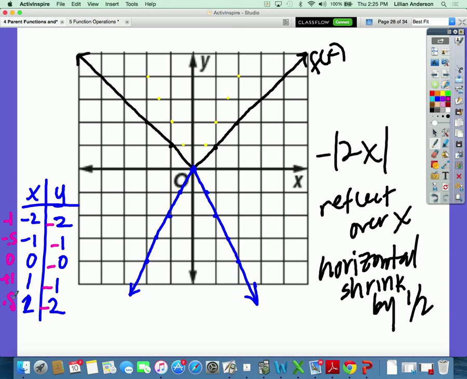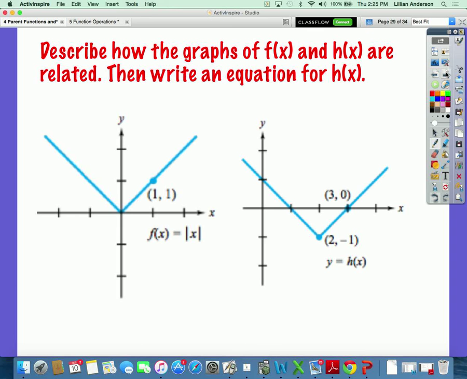Questions on transformations? Back to your notes. Now we're going to write the equation. It already gives us the graph. And now we're going to write it. It's actually a little bit easier. You still do the same thing you did before. Write out the transformations. Look at the graph.